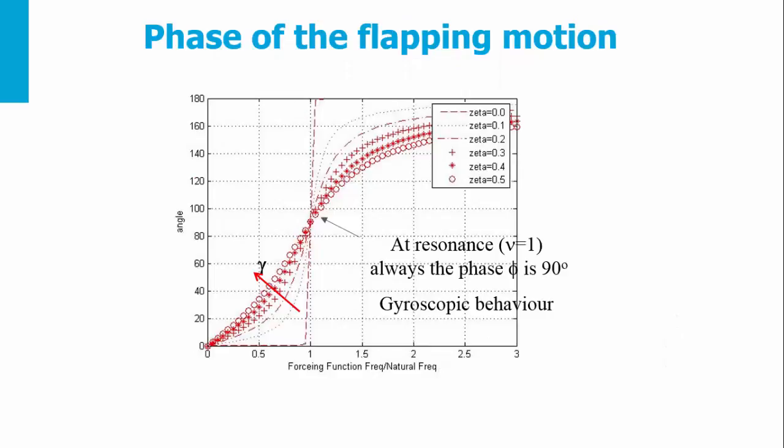The phase of the flapping motion, as we are at the resonance, is 90 degrees, and if we excite the blade in one place, the response of the blade will appear 90 degrees later.